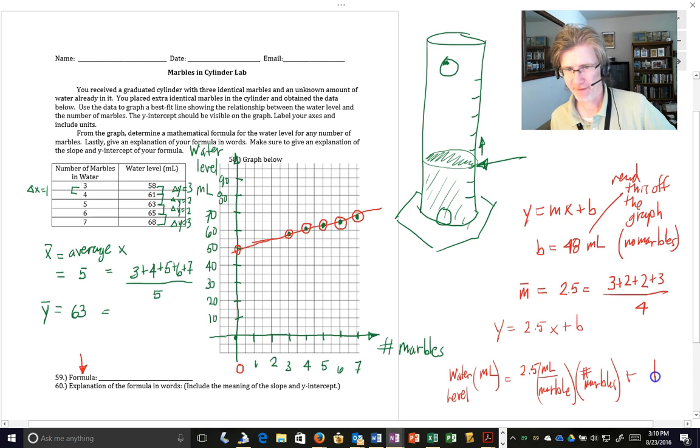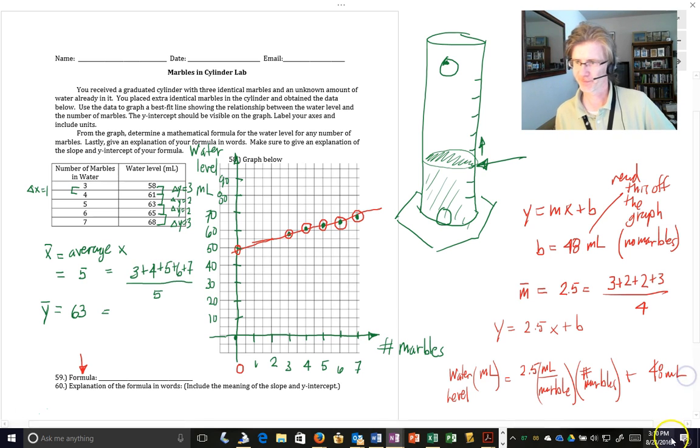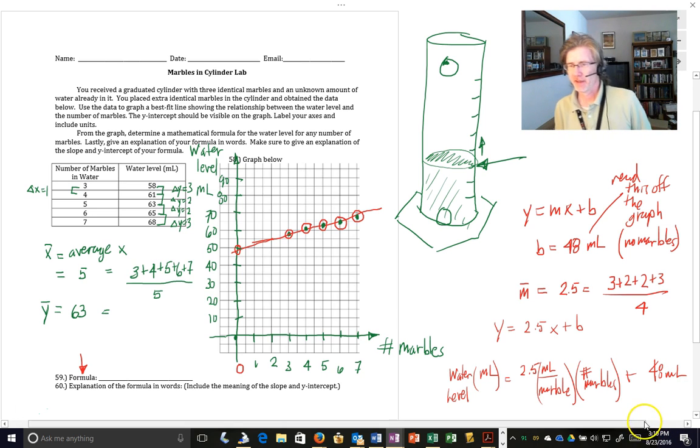plus 48 milliliters. Which is to say, if you have 0 marbles, you have 48 milliliters. That's your y-intercept. And if you have 3 marbles, then you get 3 times that, plus 48. It's 55, something like that. Yeah, 58 or something. Okay, cool.